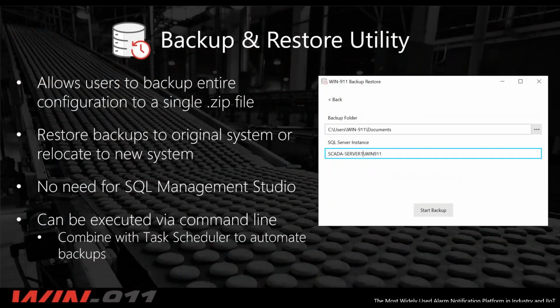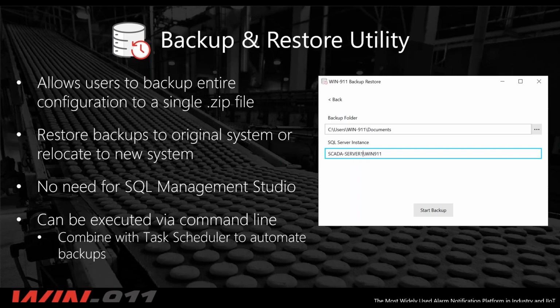So this is the backup and restore utility. This was released with the WIN-911 2021 R2 system, and it allows users to back up your entire configuration into a single zip file. And a big thing that happened here was it cut the backup restore time from the 10 to 20 minute range to under 60 seconds.